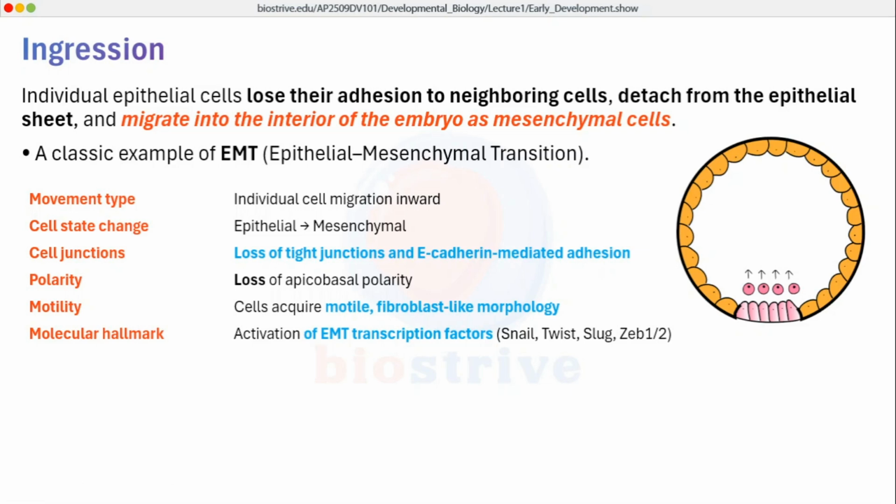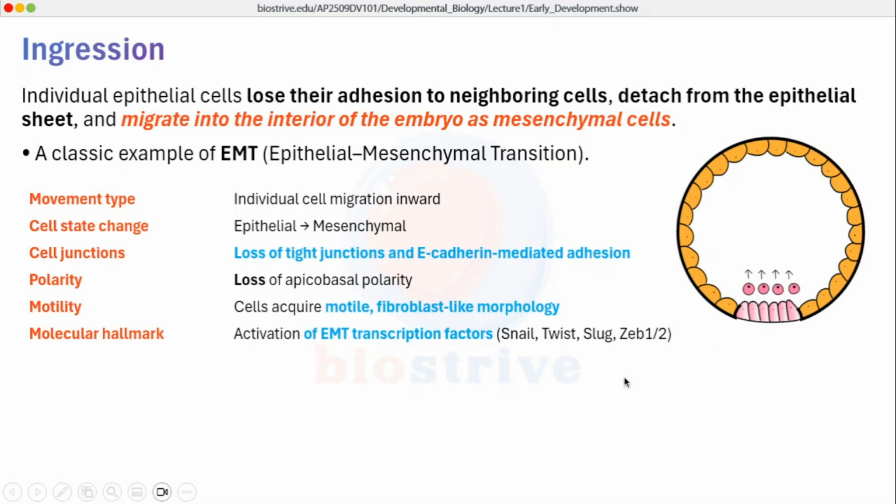Next, we come to ingression. In ingression, some cells lose their identity and start migrating individually. So these cells which are represented right here will lose their cell adhesion interactions with other cells. These cells will separate from the epithelial lining, detach, and start migrating toward the interior of the embryo as mesenchymal cells.